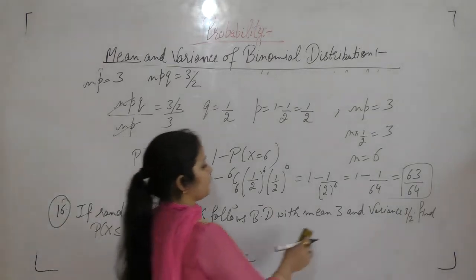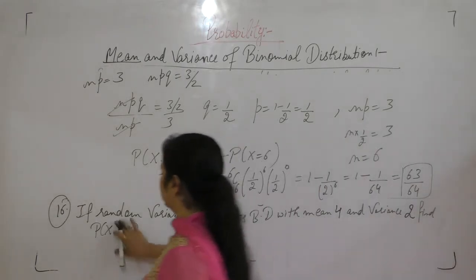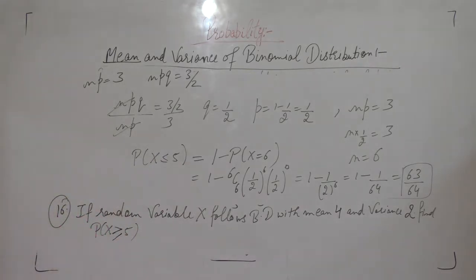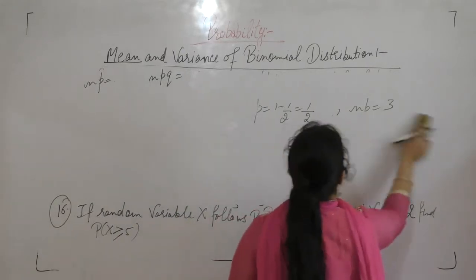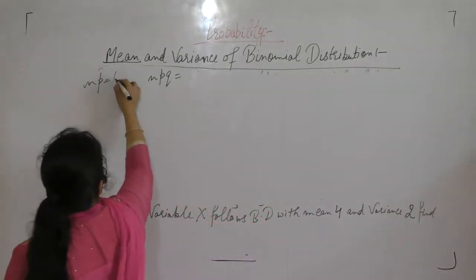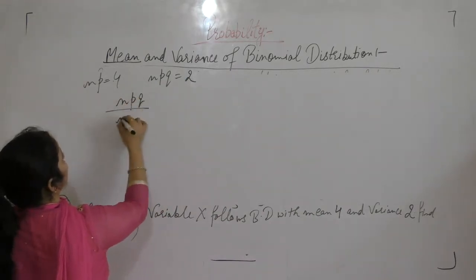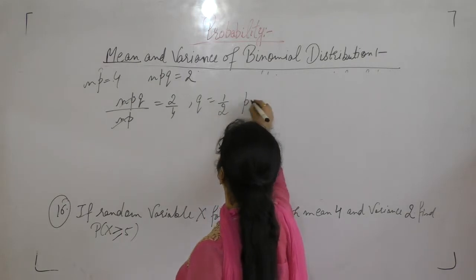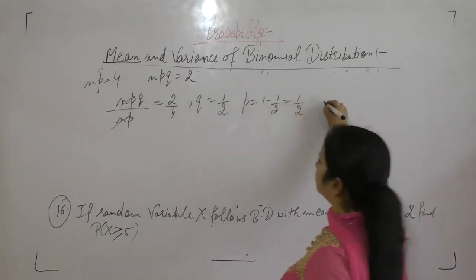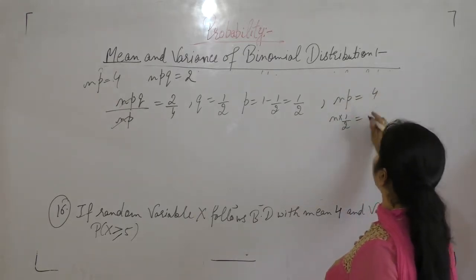Next one is, if random variable x follows binomial distribution with mean 4 and variance 2, find the probability of x greater than or equal to 5. Mean is 4 and variance is 2. Divide both equations, NPQ upon NP, 2 by 4. So Q is 1 by 2. P is 1 minus 1 by 2. NP is 4, P is 1 by 2. So 4 into 2, N is 8.